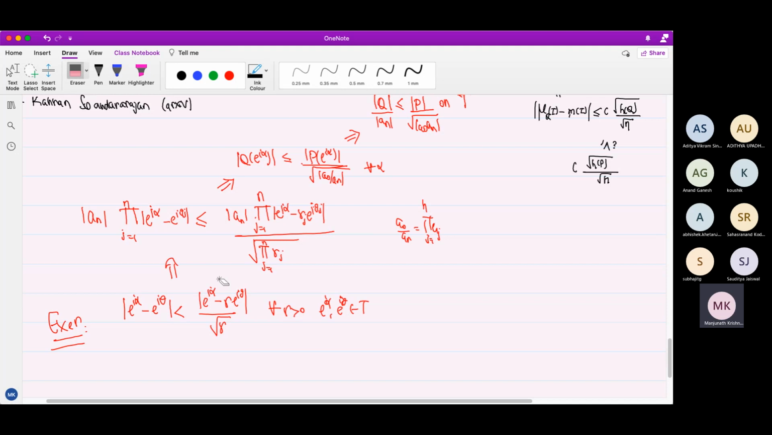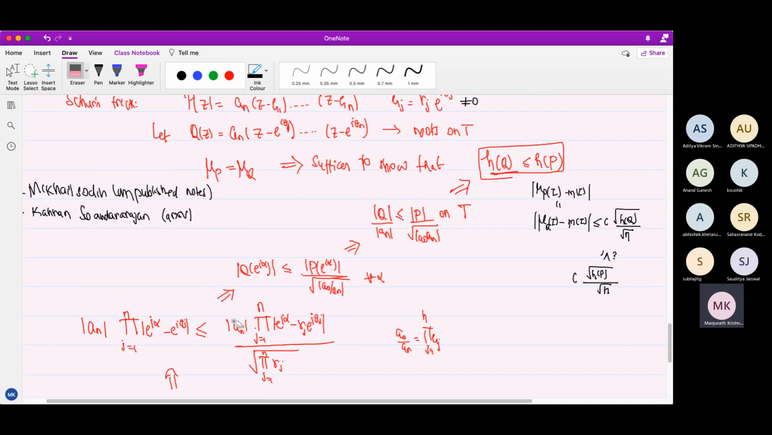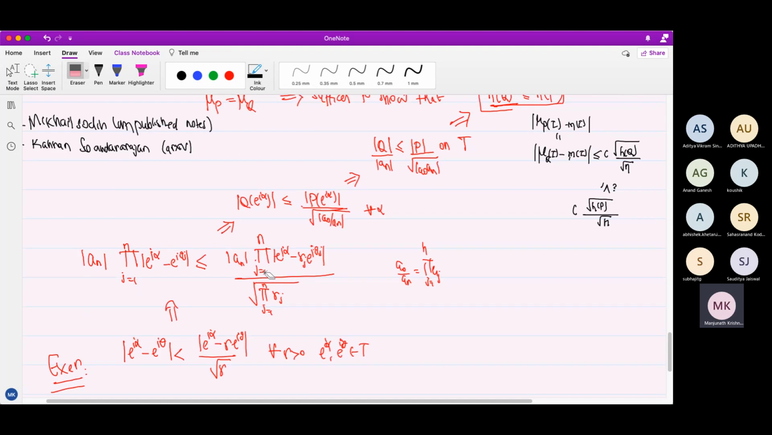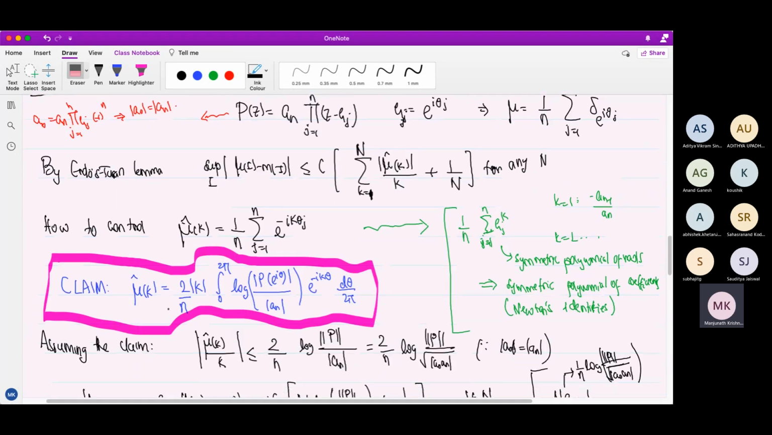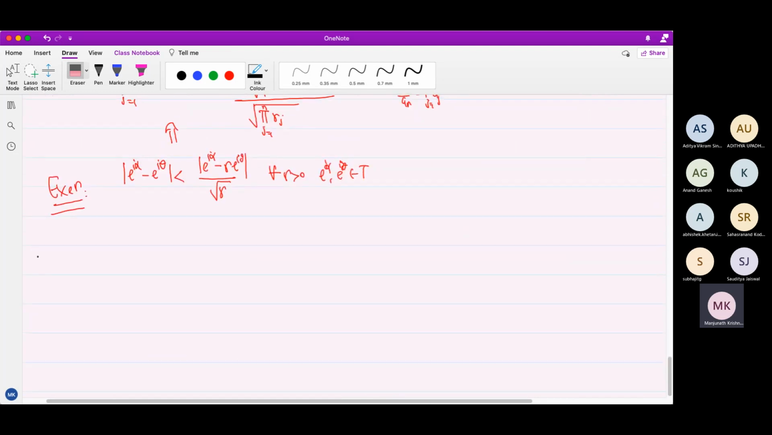Okay, so that's how this Schur trick reduces the question from general polynomials to polynomials with zeros on the unit circle. Any questions so far on this? No? Okay. So what I want to do now is prove the claim, and then we will go to the radial distribution. So where does the claim come from? Okay, so the proof of the claim remains.